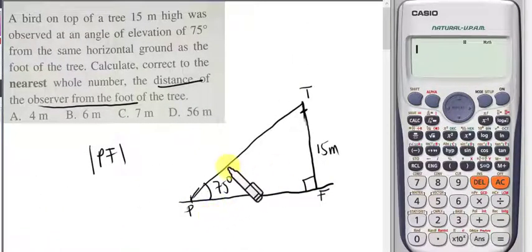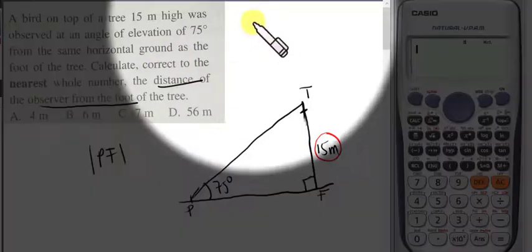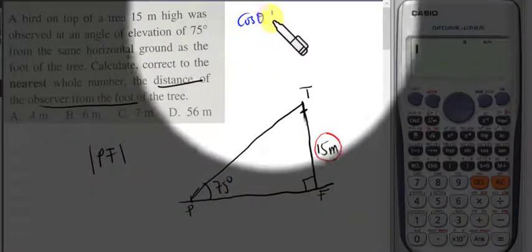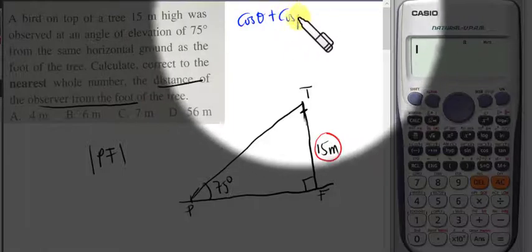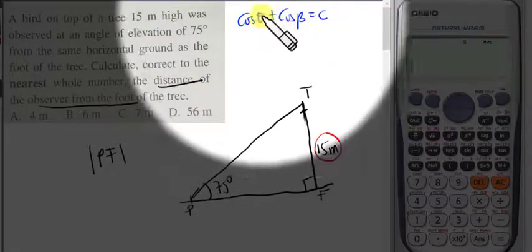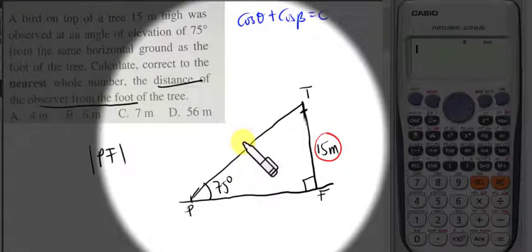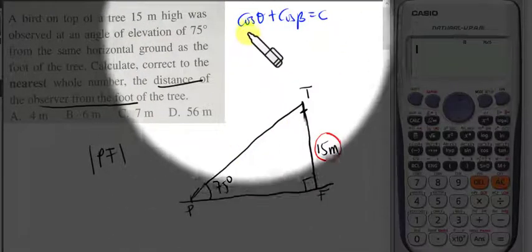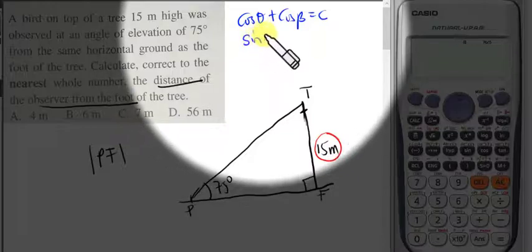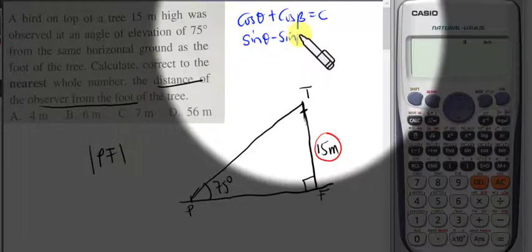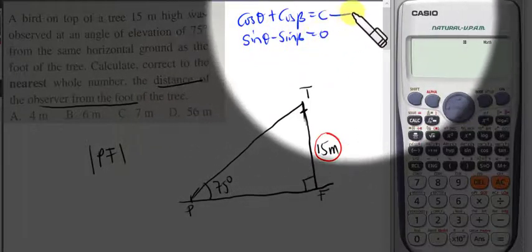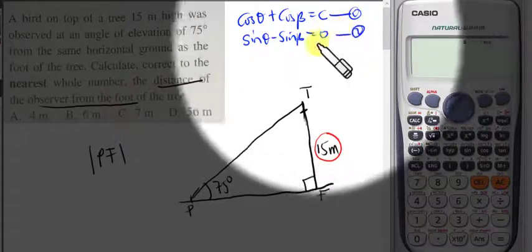So that is what we have to calculate. Now we can use the calculator to do this, and anytime that we know of only one length, then we can use the formula cos theta plus cos beta equals C, where theta and beta are two of the interior angles of the triangle that we don't know their corresponding lengths. Then we can also have sine theta minus sine beta equals 0. So that is our first equation, and that is our second equation.